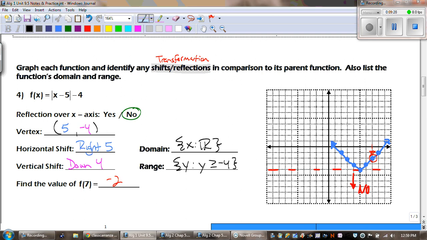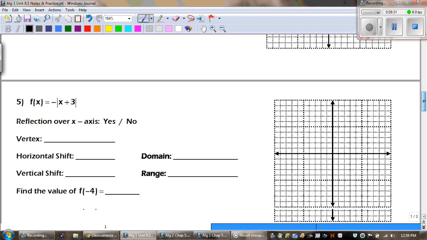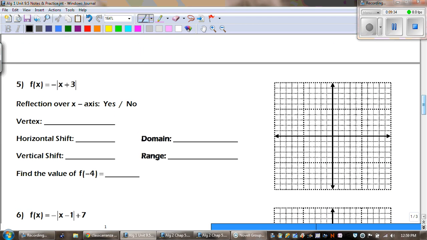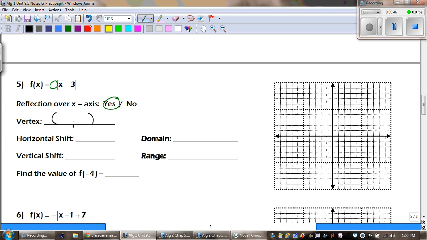All right, let's go ahead and flip it over. Number 5. First thing, is there a reflection, yes or no? Okay, there's a negative out front, which means yes. Our vertex, what's our vertex going to be? Well, there's a +3 inside, and if it's positive, I'm going to take the opposite of what's inside. And then our vertical shift, our y point, there's nothing out here. So remember, that's like saying plus 0. So horizontal shift, we're going to go left 3. And the vertical shift is none.